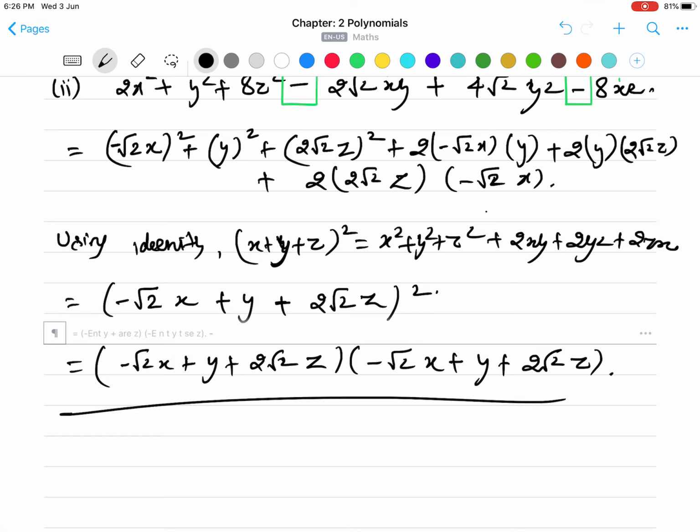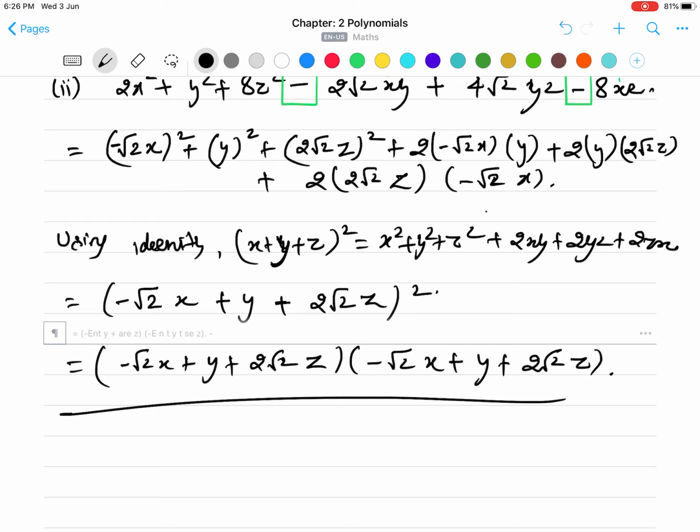So that's the solution of the second part of question number 5. Now we have covered the first 5 questions of this exercise, and also we have done the 9th question. So that's all from this session. We will continue this exercise in the next video.